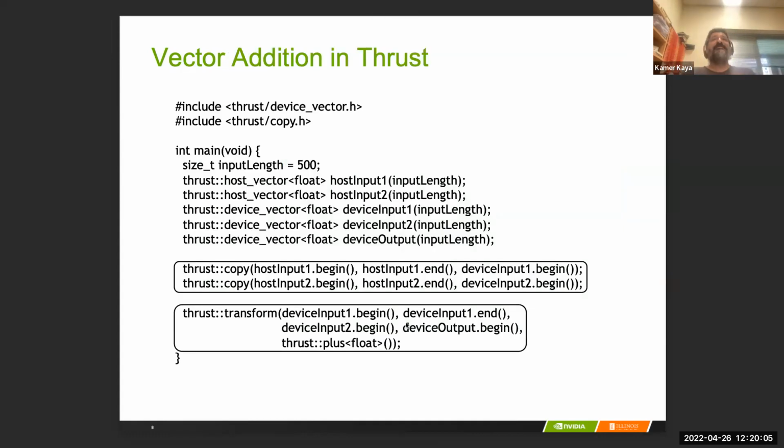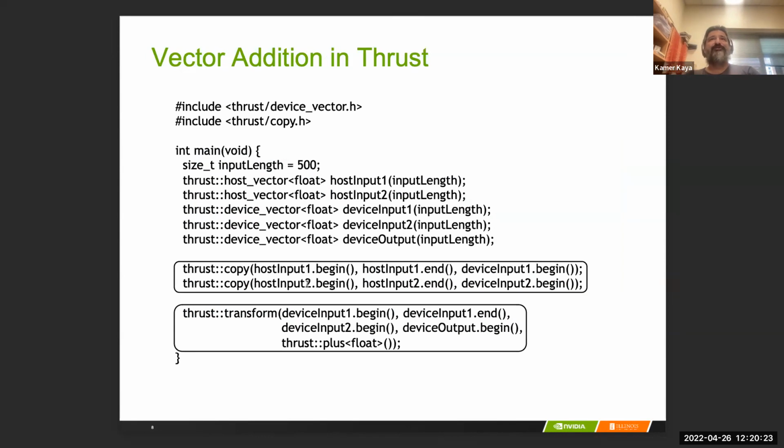And you can do additions like this. For instance, you have two host vectors and, let's see, three device vectors. So you copy this host vector to the device vector 1.